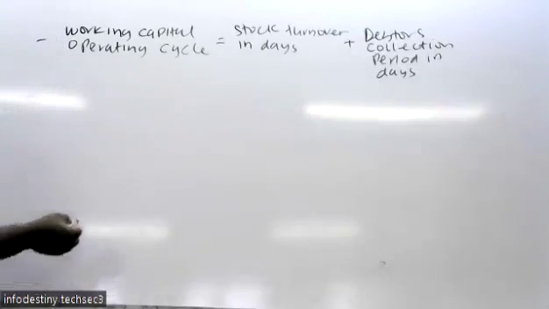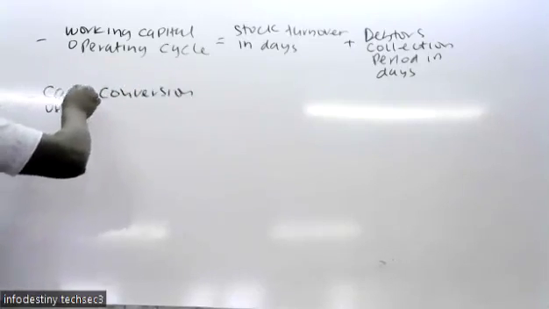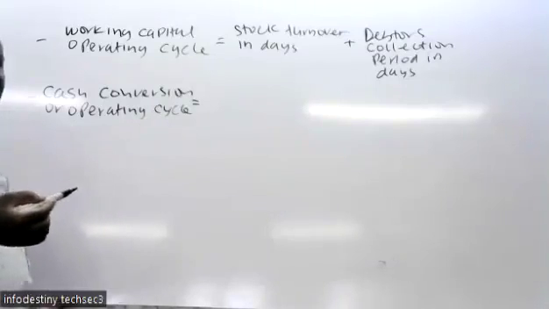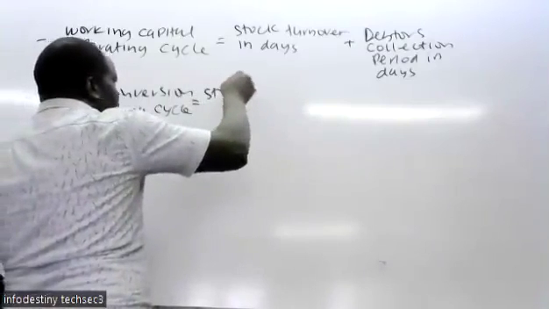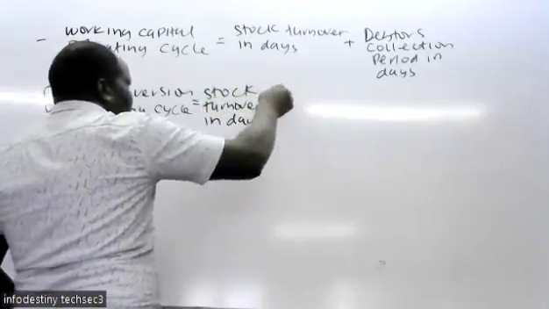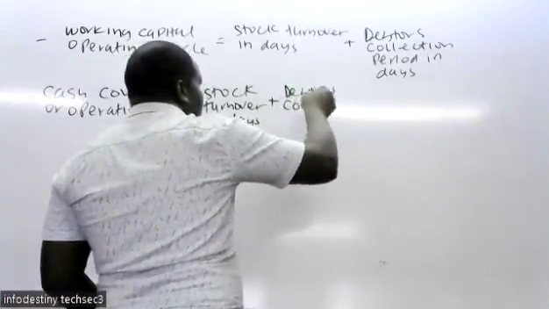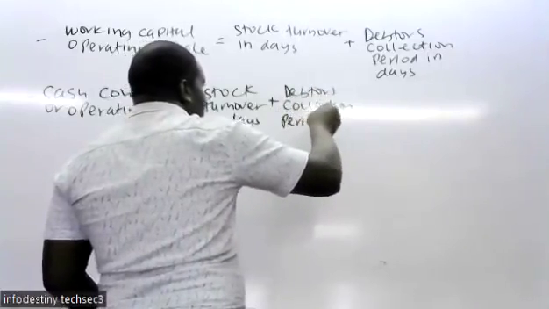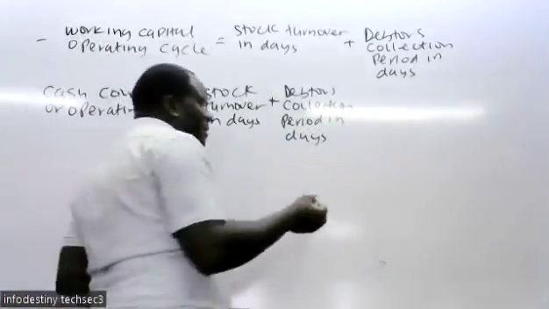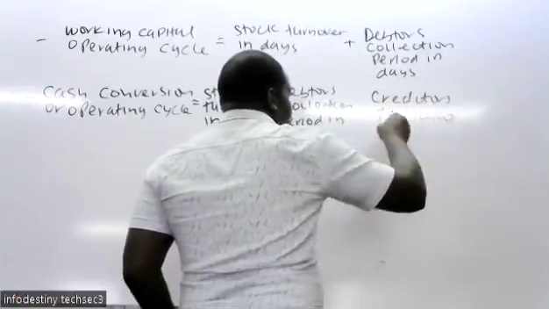Then also, to compute the cash conversion or operating cycle, it is given by the stock turnover days, and then we add debtors collection days, then we subtract the creditors payment period.